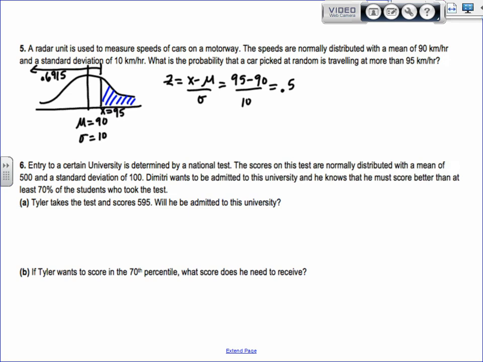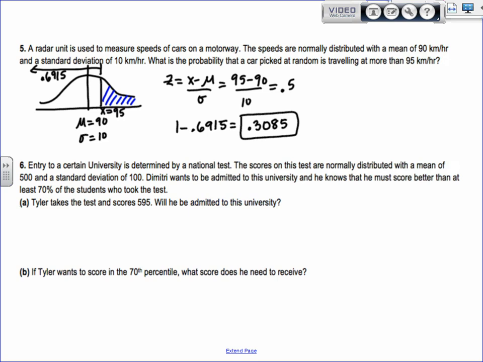It's very important. All right, so anyway, I don't want the big portion of this curve. I want the small portion. That's the part that's shaded, right? So what I do is I do 1 minus 0.6915. So I get 0.3085. That's your answer.